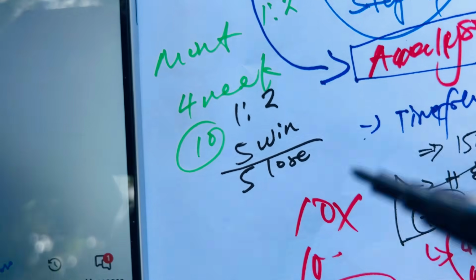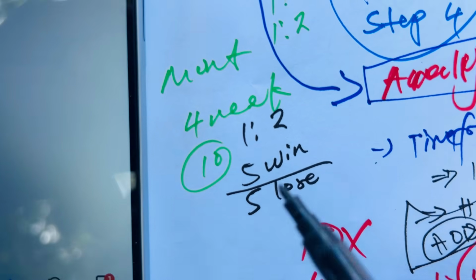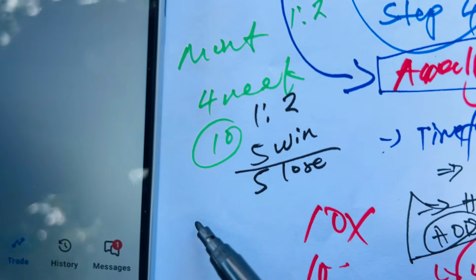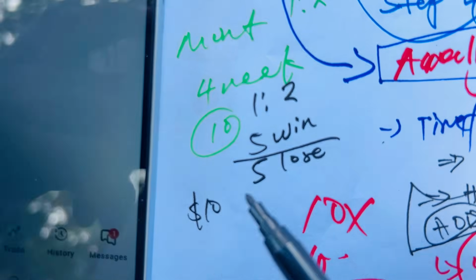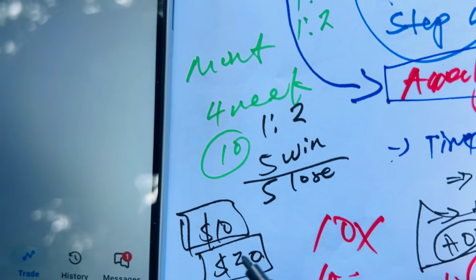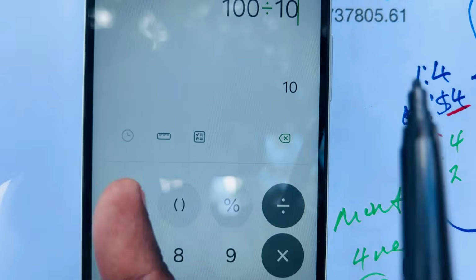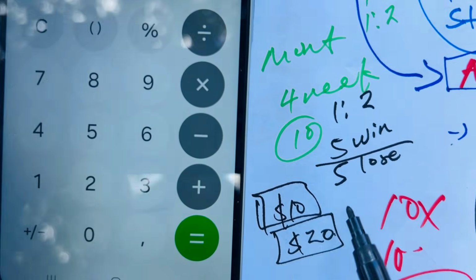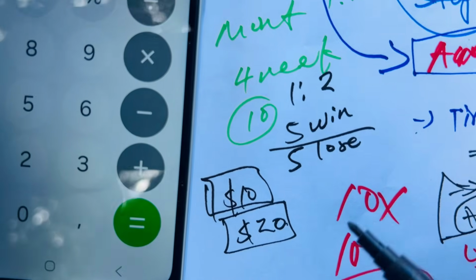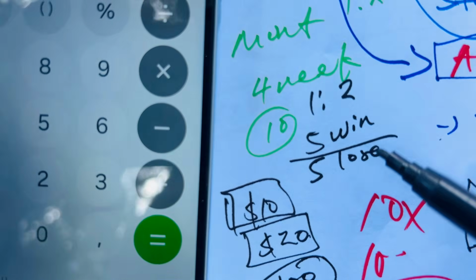I trust you understand. So if right now you are risking, 5 wins, 1:2. That simply means that if you are risking $10, you are profiting $20, in a simple sense, for those who do not understand. Now, if you take the 5 wins, 5 wins times 20, that will be $100. So you'll make $100 from the wins.